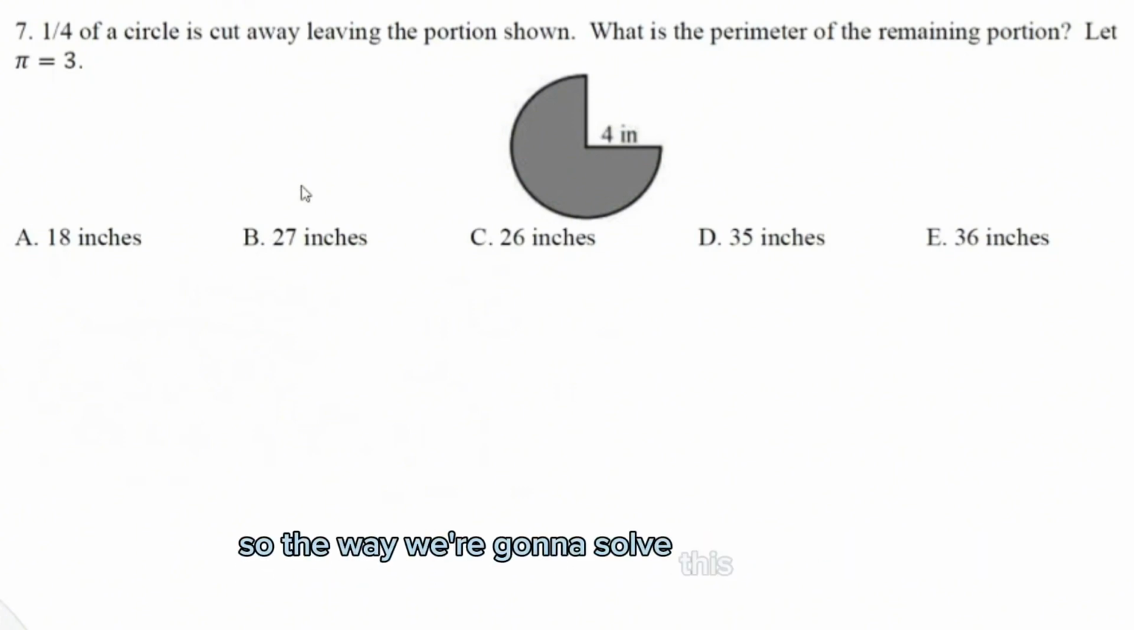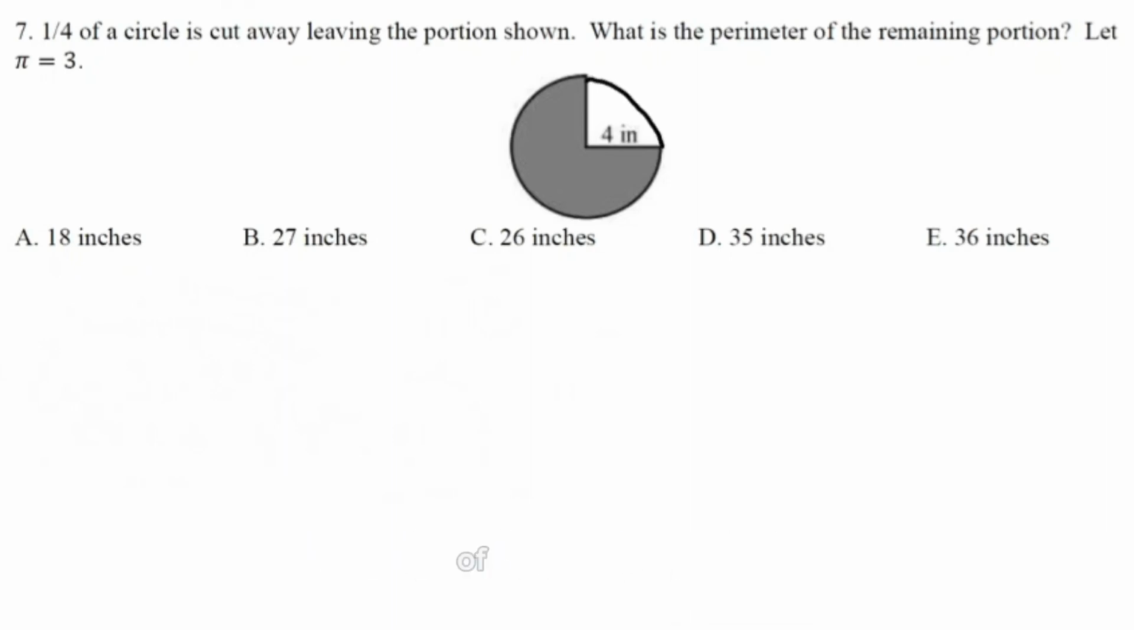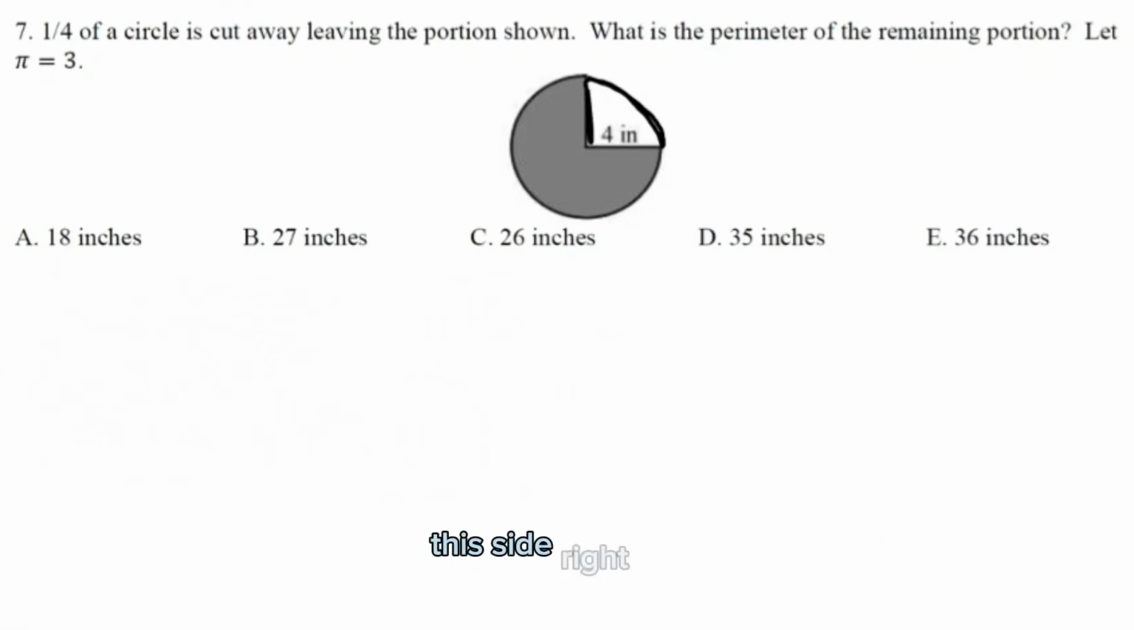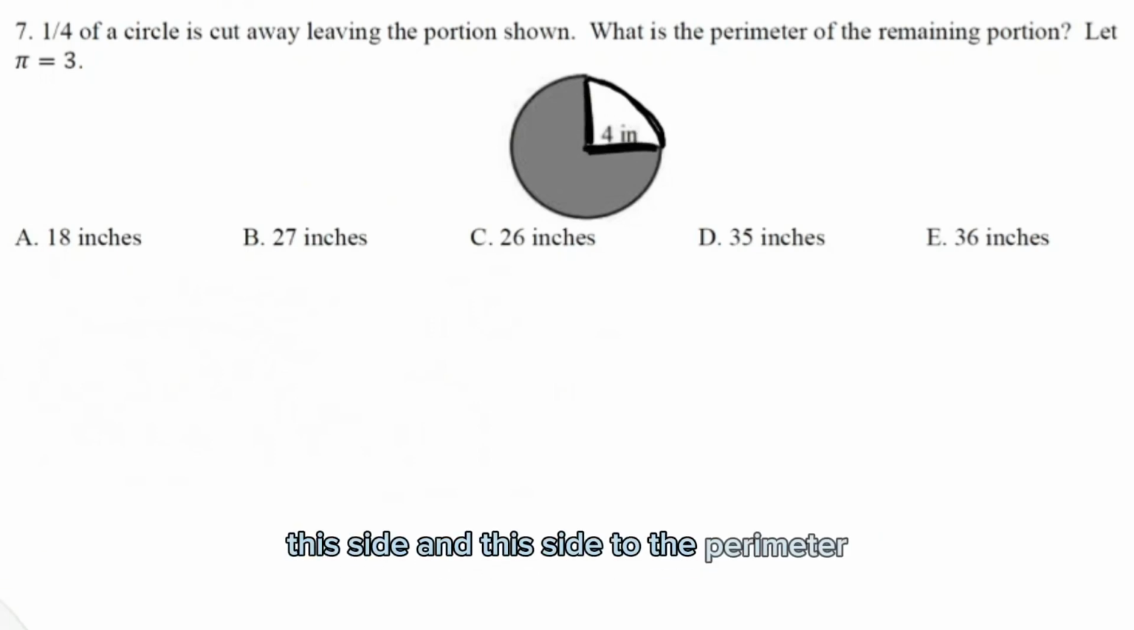The way we're going to solve this problem is, we're going to find the circumference, which is like the perimeter of a circle, assuming that the circle didn't have that portion cut. Then we're going to take 3/4 of that perimeter, since only 1/4 of the perimeter has been cut away. And then we add this side right here and this side to the perimeter. So let's do that.